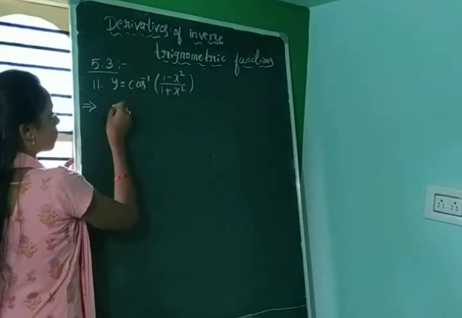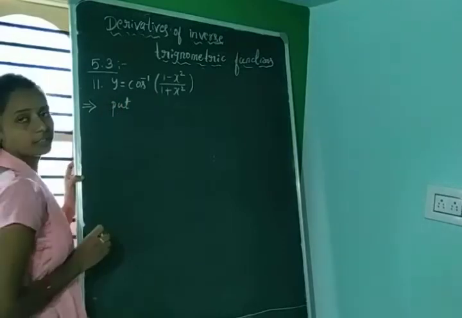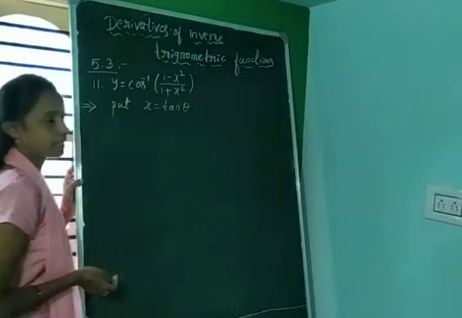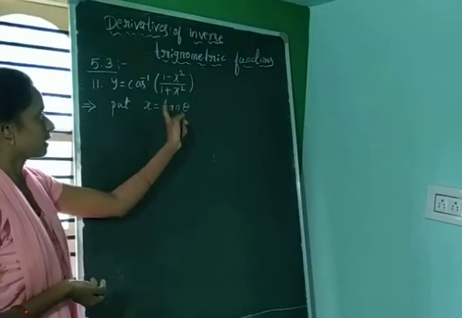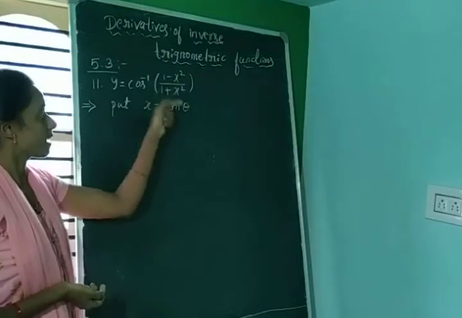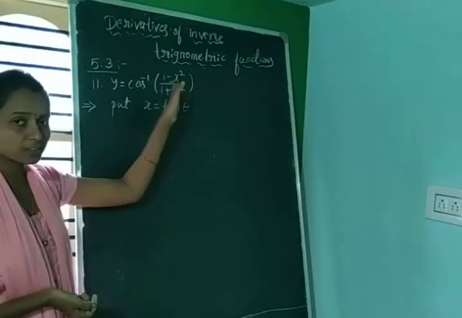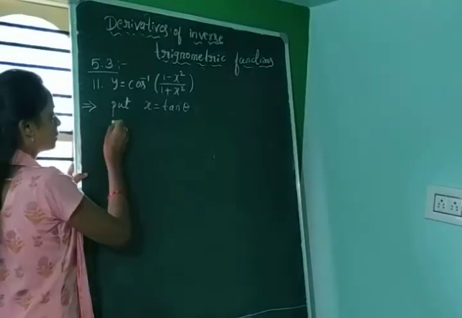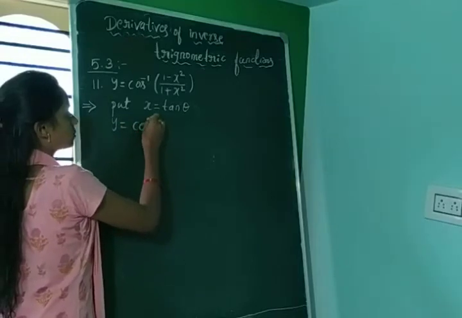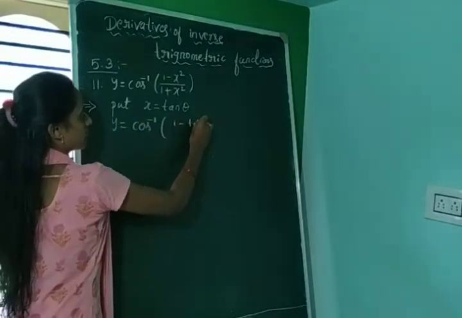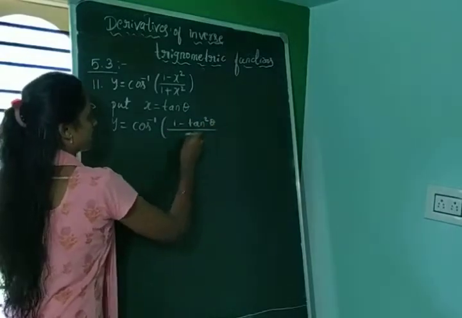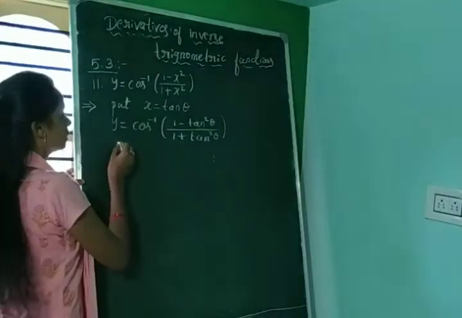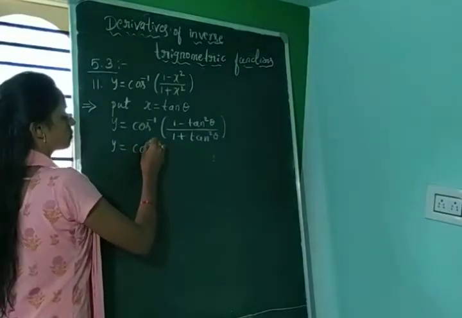So now I'll go with the substitution, that is put x is equal to tan theta. That means in the place of x, if you replace by tan, 1 minus tan square theta divided by 1 plus tan square theta, that is the formula for cos 2 theta. Hope you remember that. Okay. So here y is equal to cos inverse of (1 minus tan square theta) divided by (1 plus tan square theta).